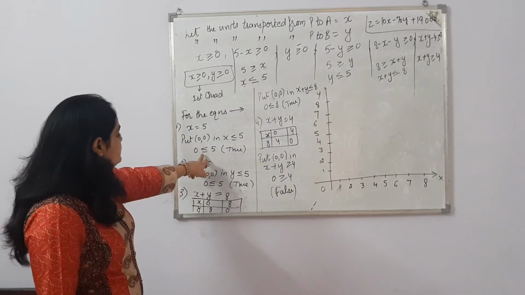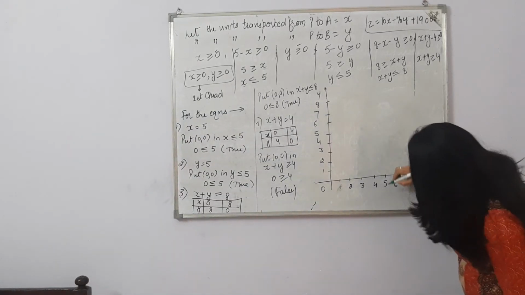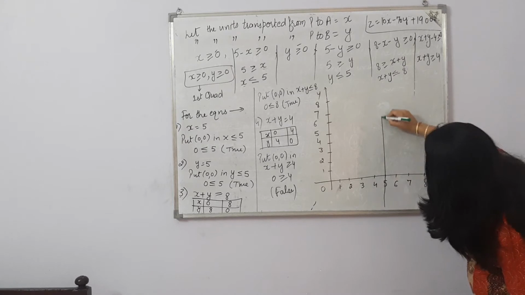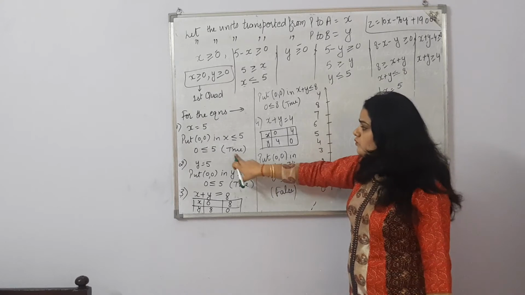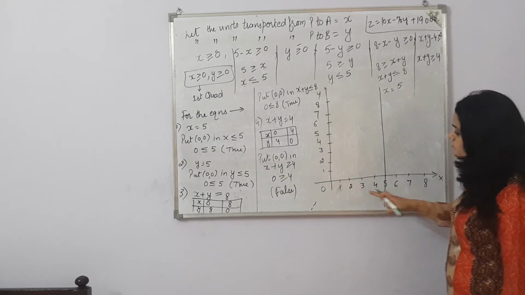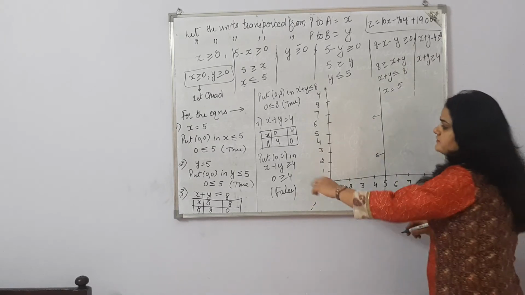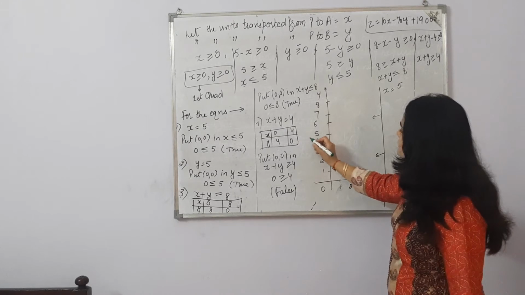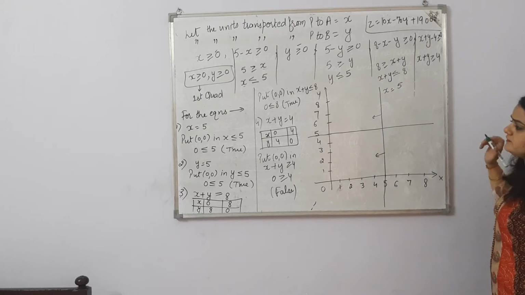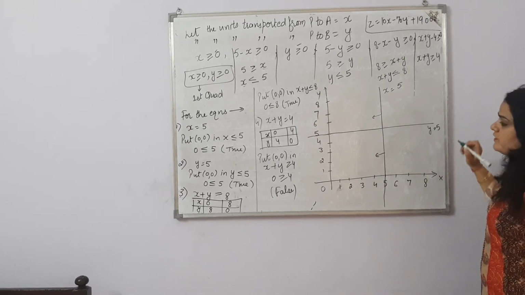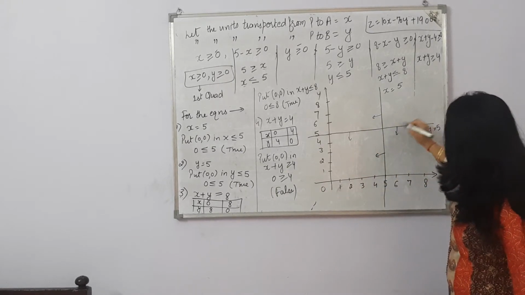Now, the very first equation is x equals 5. That means the line will be parallel to the y-axis. x is equal to 5. And the condition is true. Again 0, 0. So 0, 0 is here. The shading will be towards 0, 0. Now the other line is y equals 5. That means it will pass through the y-axis at 5 and the line will be parallel to the x-axis. The line is y equals 5 and again the condition is true for 0, 0. So shading will be downward.